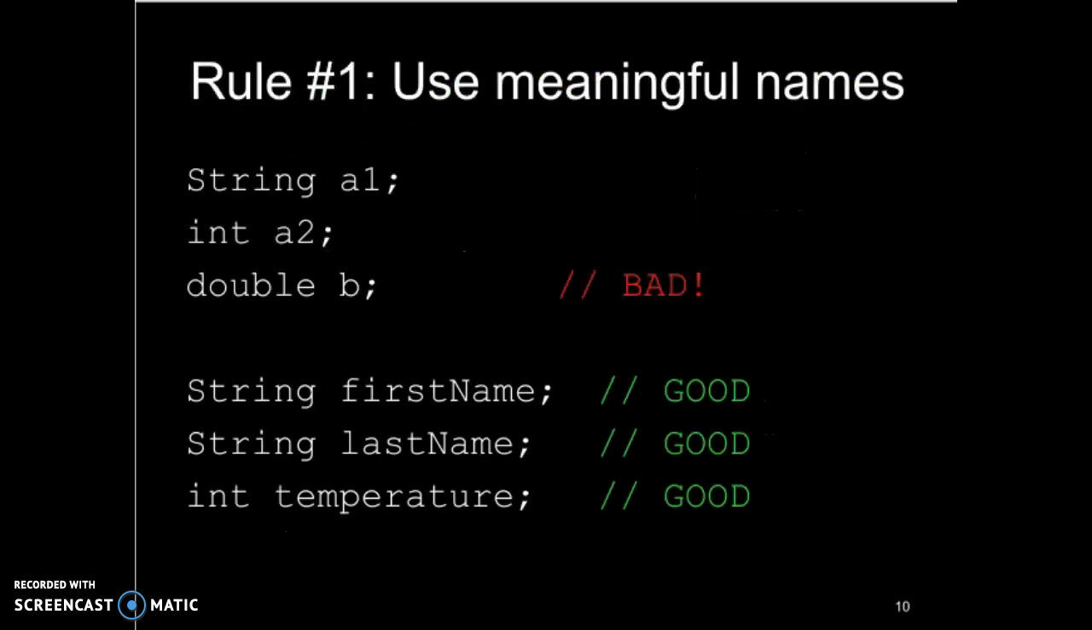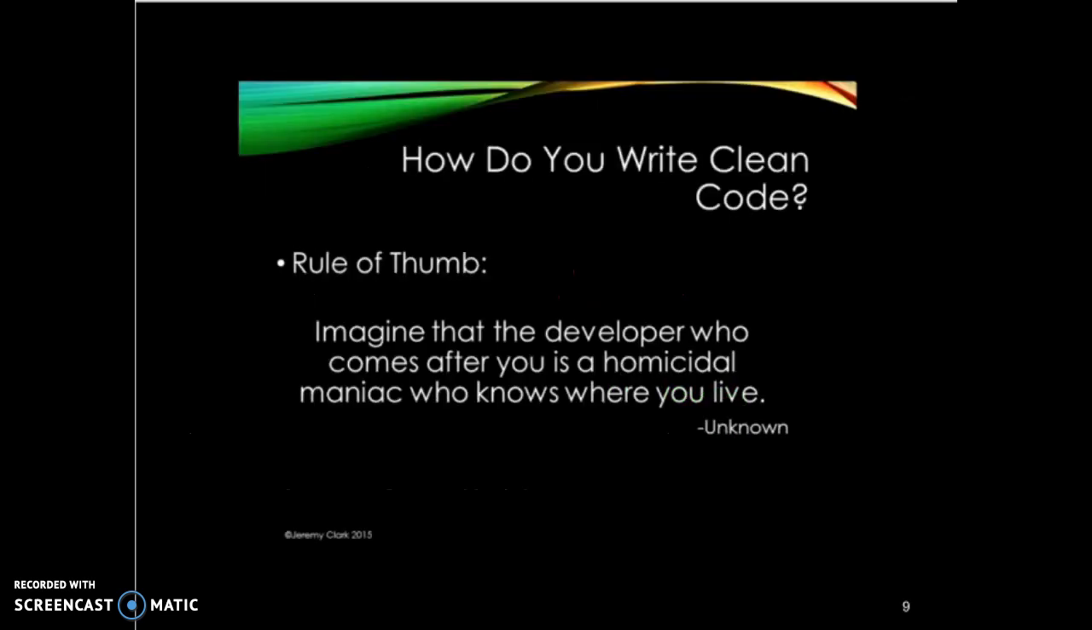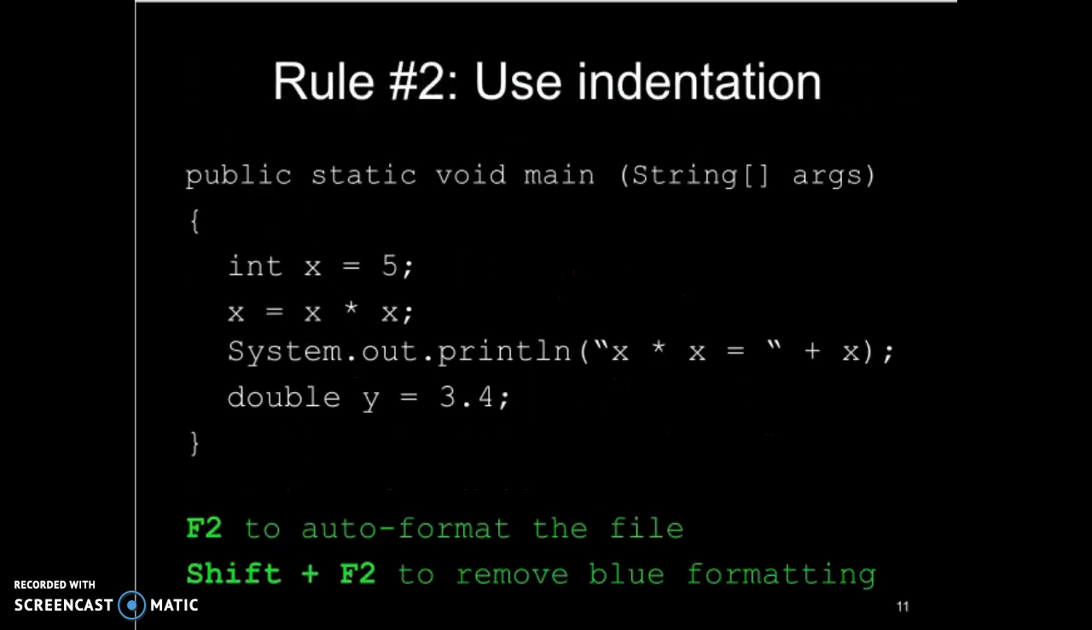And so one of the ways we make it readable is we use meaningful names. So if these variables are holding the values of a person's name and the temperature, don't call them A1, A2, and B. Call them first name, last name, temperature, or at least first, last, temp if you don't want them to be too long. So use descriptive names. Number 2, you want to use indentation, and I'm going to show you a shortcut pretty quickly. So whenever you have the curly braces, the code that follows that's inside should be indented.